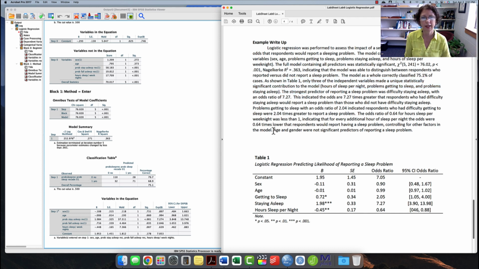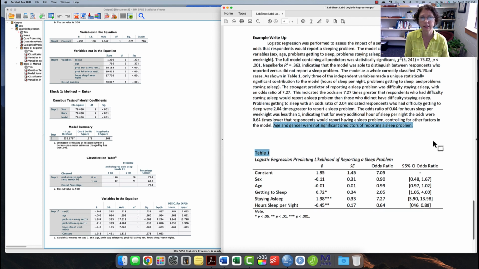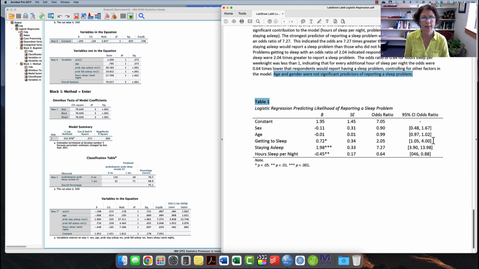We did find that age and gender were not significant predictors of reporting a sleep problem at all. And then your table for presenting this type of information to your reader would look something like this. Just making sure you let the reader know which predictors were significant and what the odds ratios were and the confidence interval for the odds ratios.